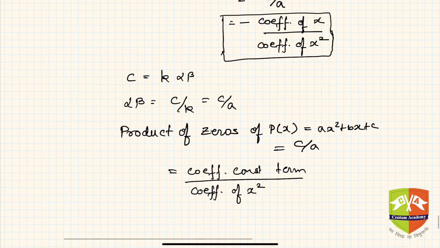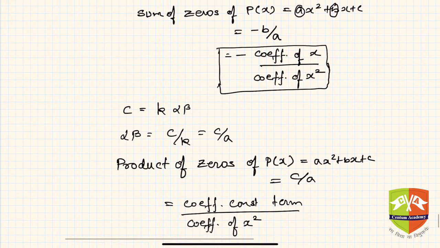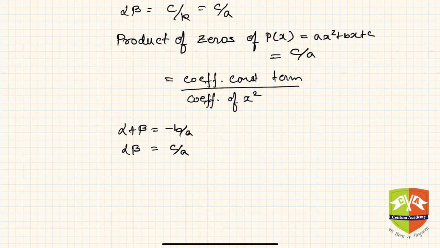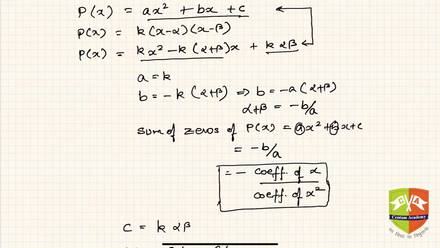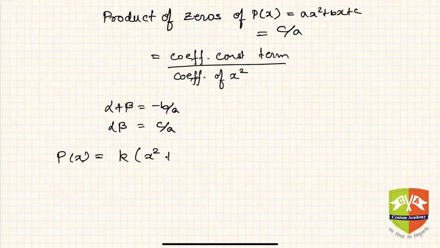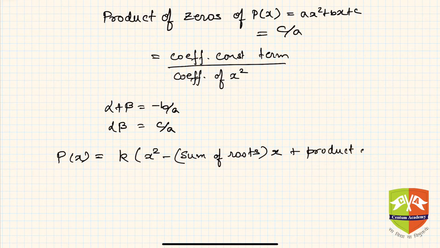Now, isn't it beautiful that without even finding the zeros, you can find out the sum of the roots and the product of the roots, isn't it? So alpha plus beta is equal to minus b by a, the sum of the roots, and alpha beta is equal to c by a, the product of the roots, right? This is one of the findings. And hence p(x) can be summarized as k times x squared minus (sum of roots) times x plus (product of roots). This is another way of writing the expression, isn't it?